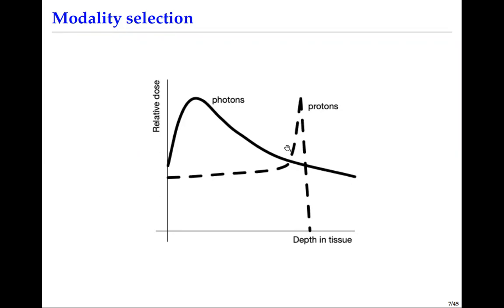As you can see, it is quite different from the way the photons deliver dose inside the normal tissue or any tissue for that matter. So the idea, because of this difference, is which modality will be the best for a particular cancer type, for example? Or should we use a combination of these 2 modalities? That is at the heart of this modality selection question.